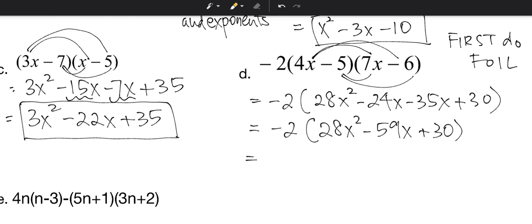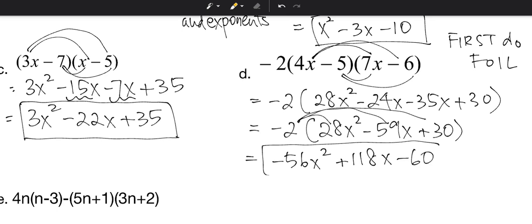Okay, and then I will use the distributive property. So negative 2 times 28, negative 2 times negative 59x, which is a positive 118x, and then negative 2 times 30. Okay? Boom. All right.